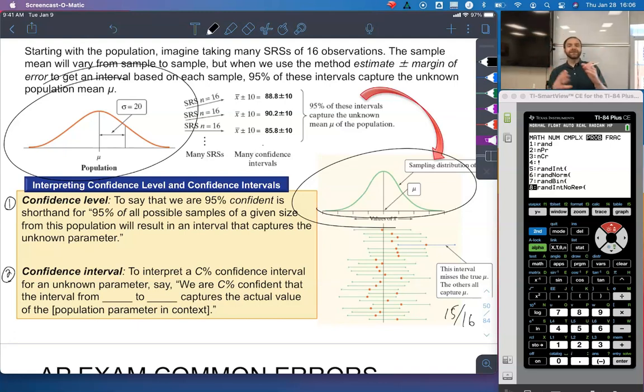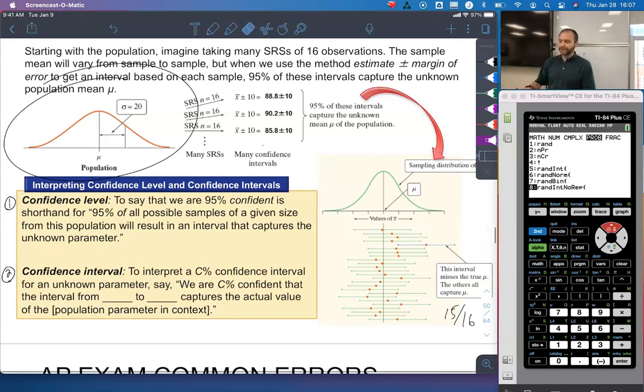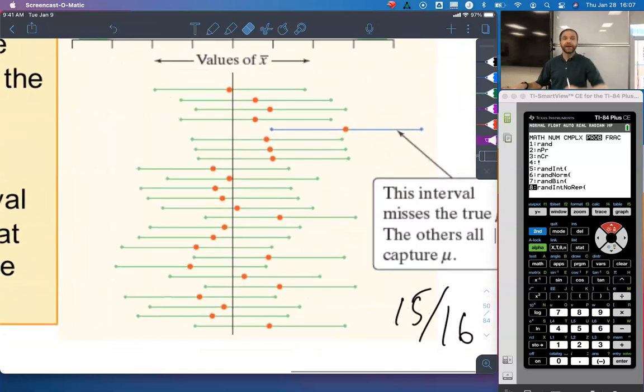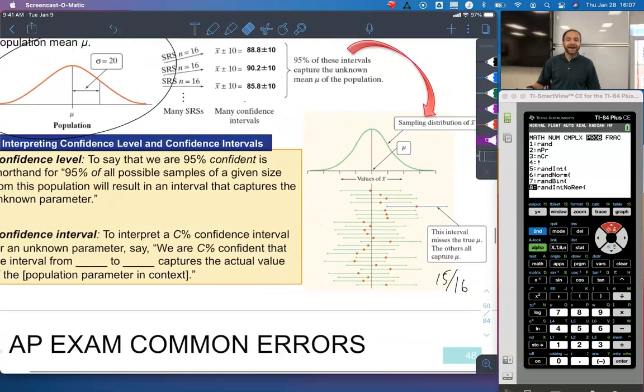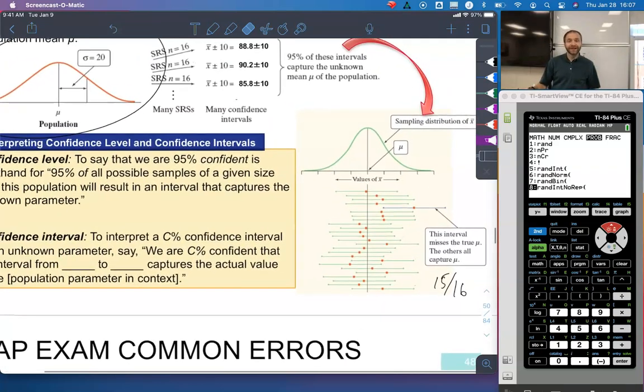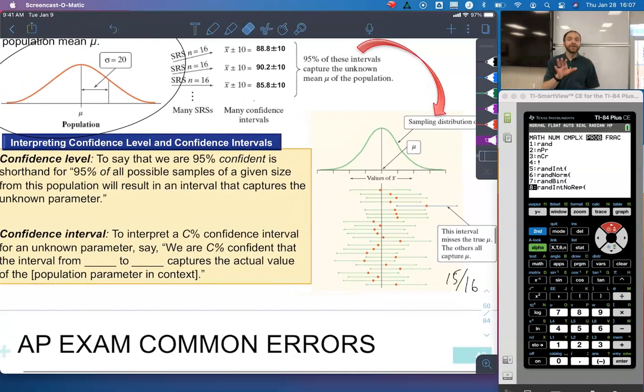See, we are 95% confident that the interval from blank lower bound to blank upper bound captures the actual value of the population parameter in context. What are we dealing with here? So here's what confidence level is. You are generating many samples. And you are 95% confident that of all those samples that you generate of that sample size, it will capture the true population parameter. It will result in an interval that captures the true population parameter.